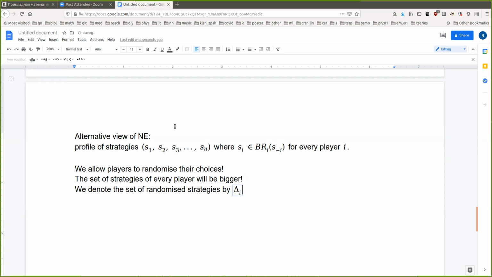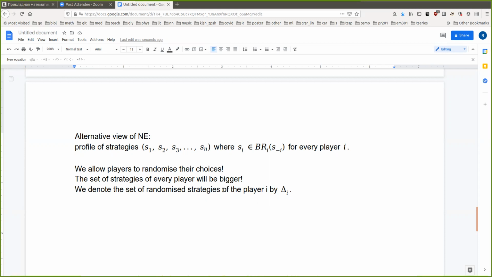Okay, so I will denote the set of randomized strategies of player I by delta I. Delta I is bigger than S I. S I may consist of two strategies, and delta I has an infinite number of strategies in any case, because even if I have two original strategies in S I, then I have an infinite number of strategies in delta I.